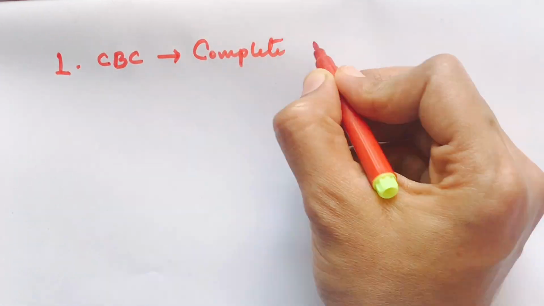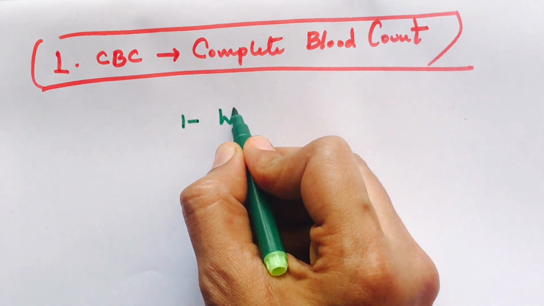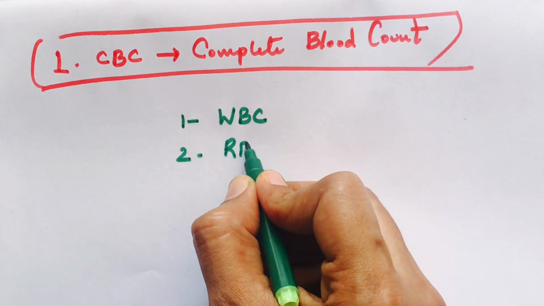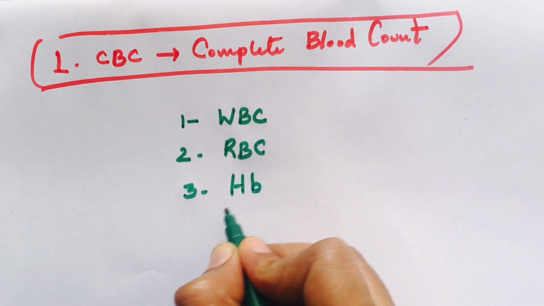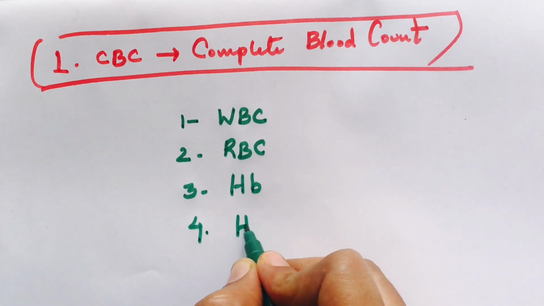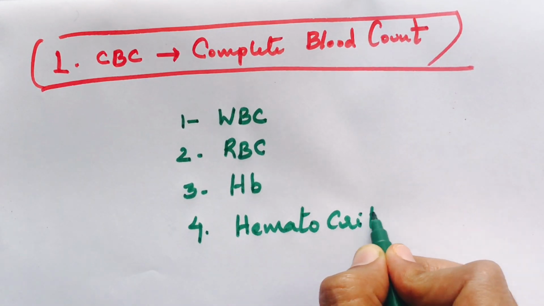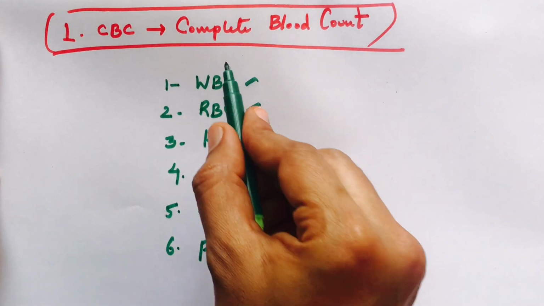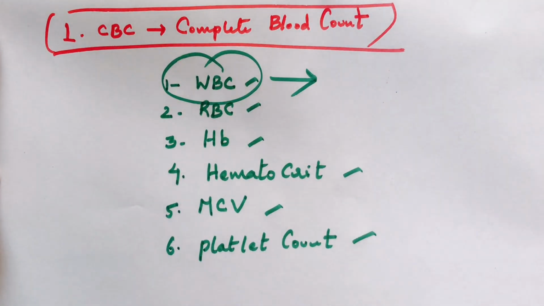Moving on to CBC, complete blood count. This includes a collection of tests related to the cells in the body, which are white blood cell count, red blood cell count, hemoglobin, hematocrit or packed cell volume, MCV, mean corpuscular volume, and platelet count.